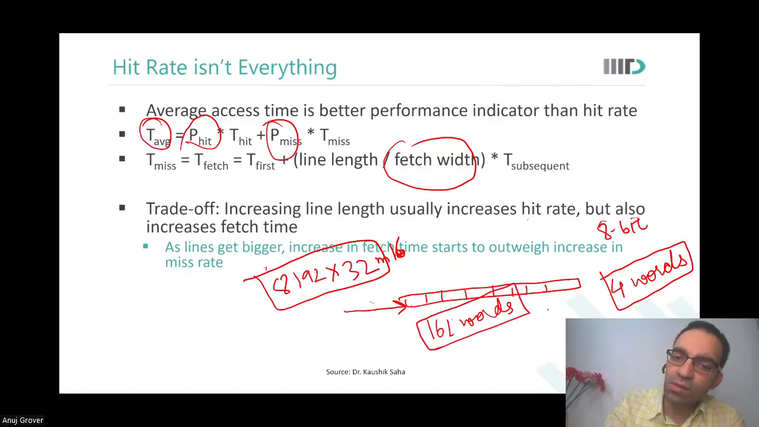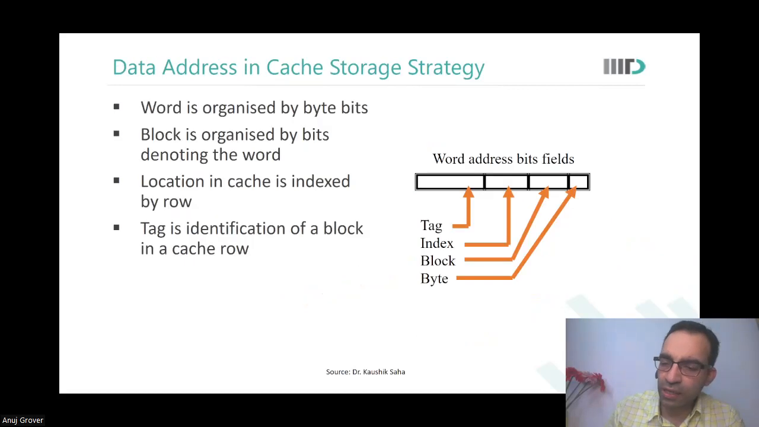Okay. 16 L1 words, let us say. L1 words kehte hain isko. Nahi to wo is wale words se confusion hona shuru. So this is processor words. Okay. So one L1 word is equal to 4 processor words. Ye clear hai?